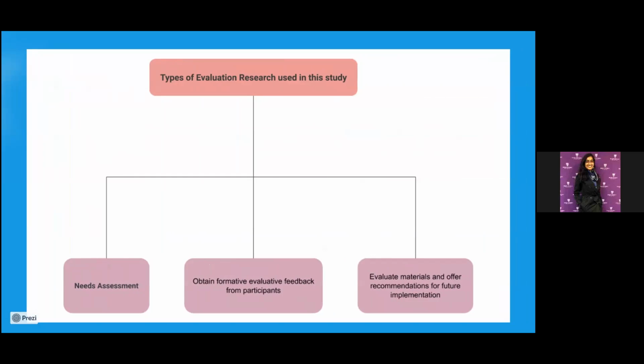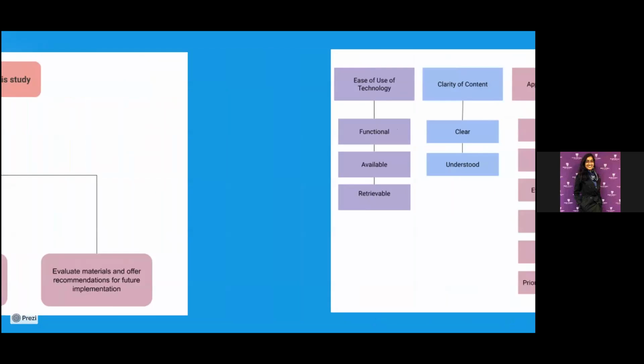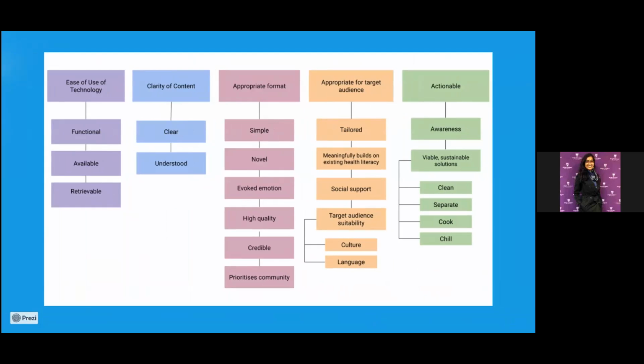So these were the types of evaluation research used in my study. The needs assessment was conducted. The formative evaluative feedback was conducted through PMAT and SAM and the semi-structured interview. And then the final was based on this evaluative feedback. I could offer recommendations for future implementation.